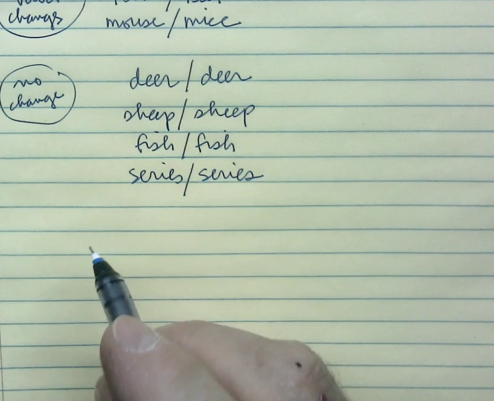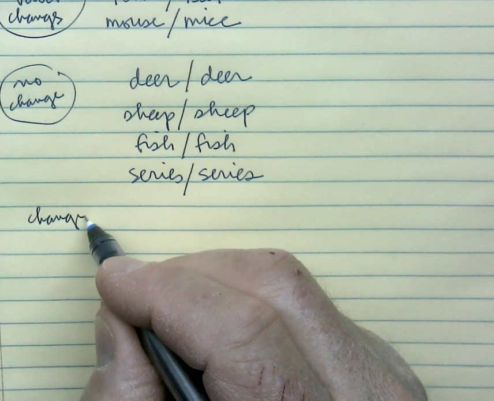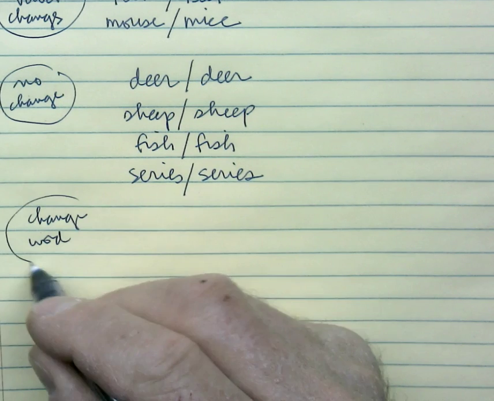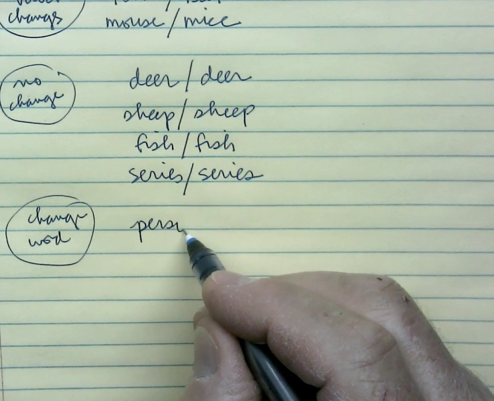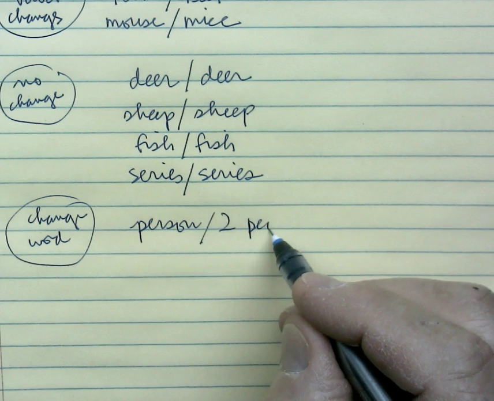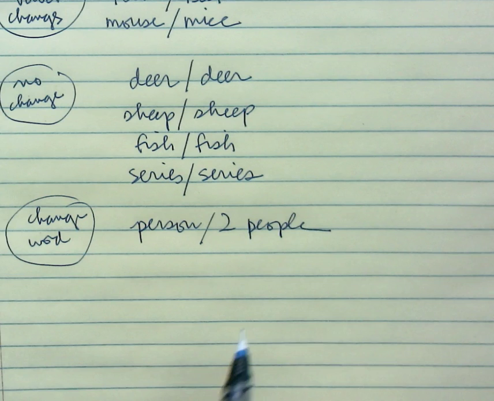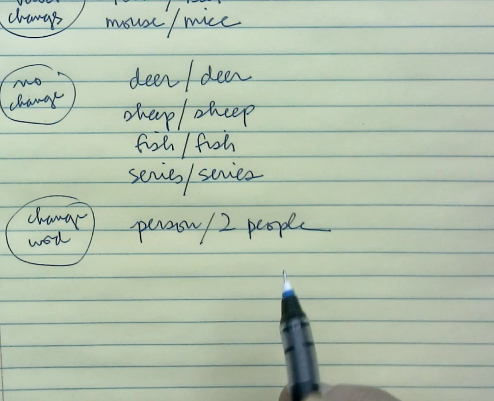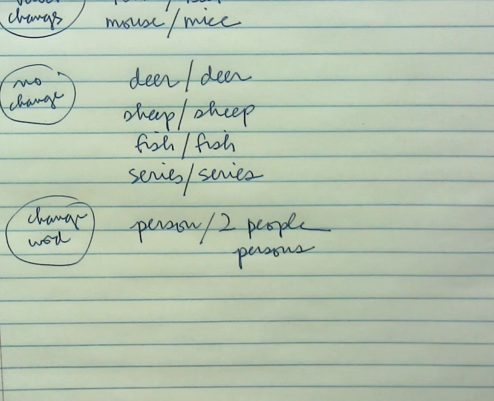Now, some nouns actually change the word to make their plural. For example, 1 person, 2 people. And little by little, this one is starting to change because nowadays people also say persons, 2 persons.